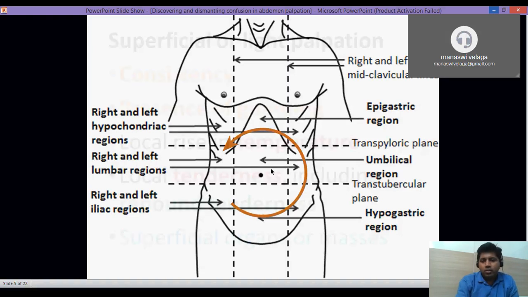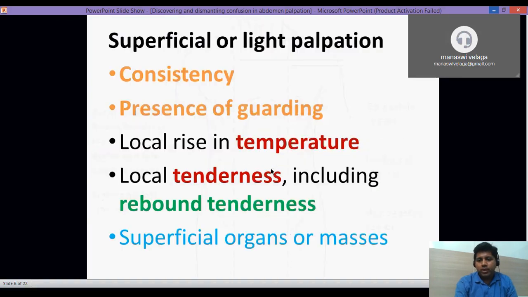Next thing, there are types of palpation. First is superficial or light palpation. Superficial and light palpation are used interchangeably, both mean the same. So what are they used for? First, local rise in temperature and local tenderness. These two answers many people know, they are highlighted in red: local rise in temperature and local tenderness.